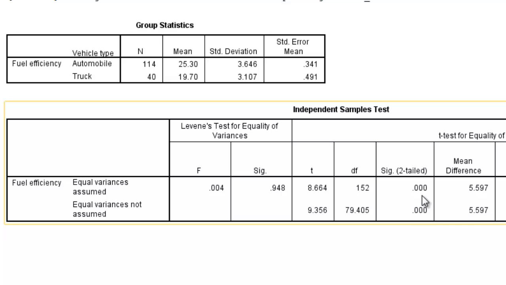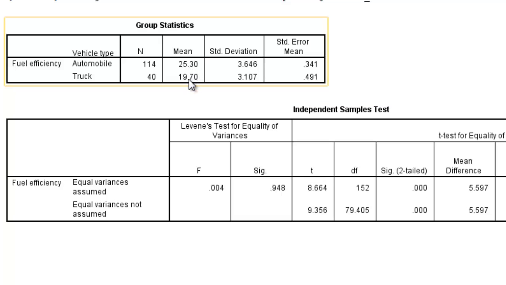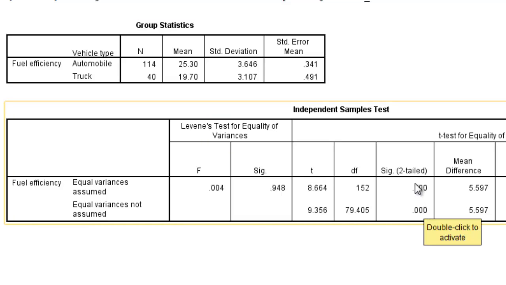What does this mean? It means the probability that you get a difference in means between cars and trucks this big, 25.3 to 19.7, it would only happen by chance about 1 in 10,000 times, well, actually less than that. So it's probably not a fluke. It probably is a real difference.